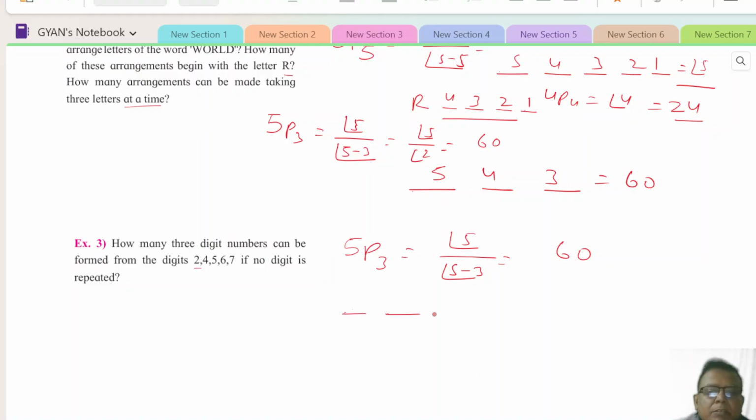3-digit number. So here it will be 5C4 and 5C3. So that is equal to 16 numbers. So that is also 16 numbers.